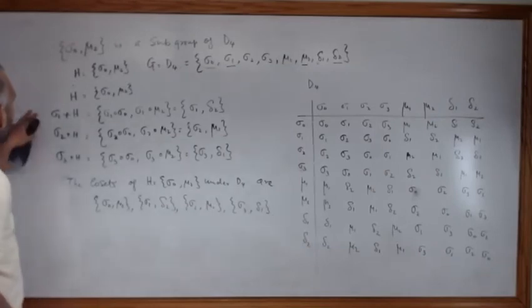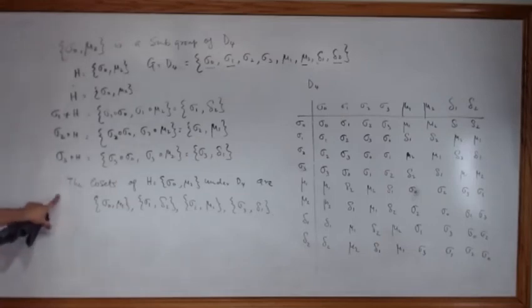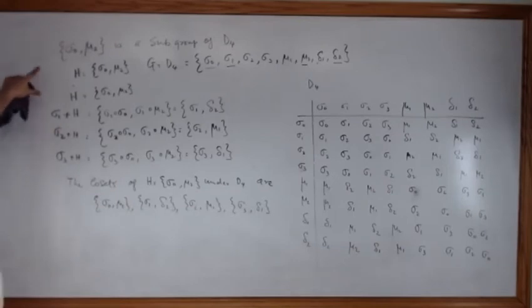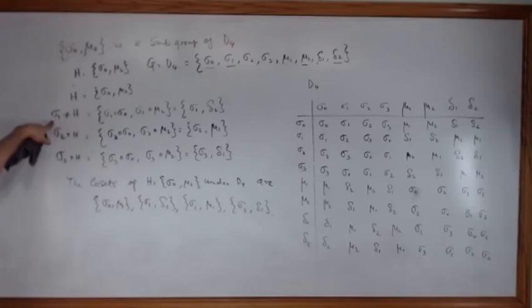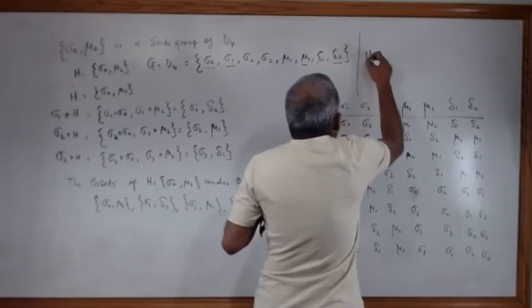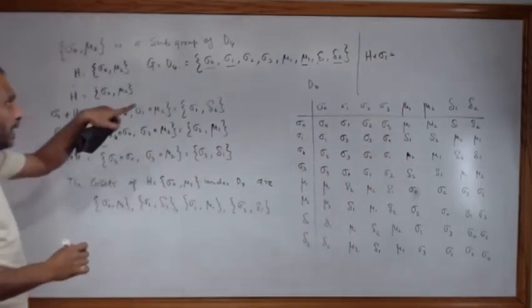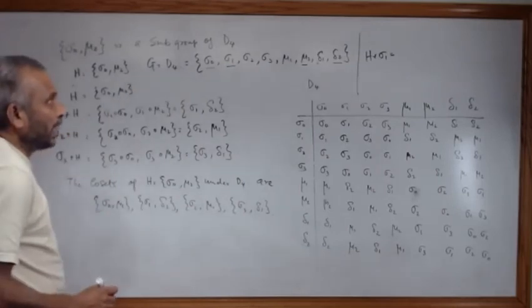I am going to leave the computation of right cosets to you, but I just want to make sure that the left cosets and right cosets are not going to be the same here, because this is a non-abelian group. Just for an example, let us compute h plus sigma 1. This is sigma 1 plus h. There I am going to compute h plus sigma 1.